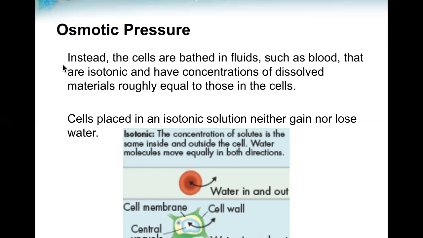But in a normal situation, the cells are bathed in fluids such as blood that are isotonic and have a concentration of dissolved materials roughly the same as those of the cell. Cells placed in isotonic solution neither gain nor lose water. The concentrations of the solutes inside and outside are the same. Water molecules move equally in both directions, in both plants and animals.